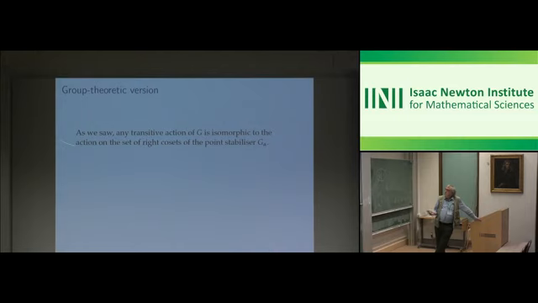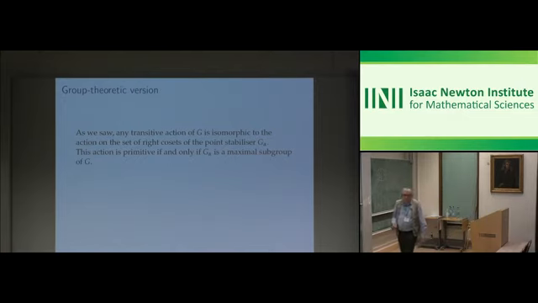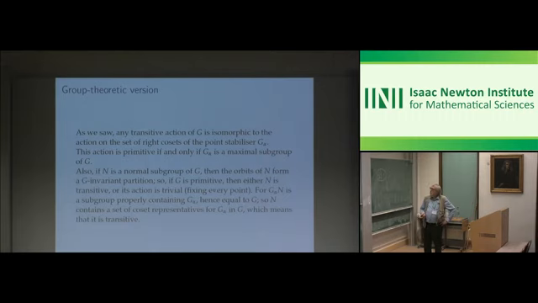Right, so any transitive action is isomorphic to the action on a right coset space, and many of you probably know this already. The action is primitive if and only if that subgroup is a maximal proper subgroup of the group. So for primitive actions, we're looking at coset spaces of maximal subgroups of the group.